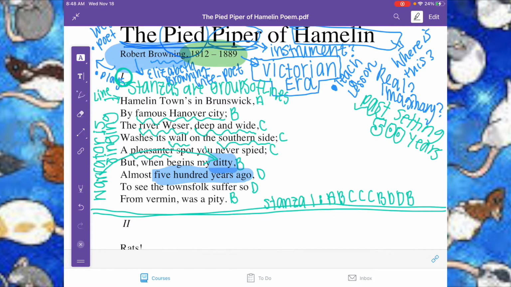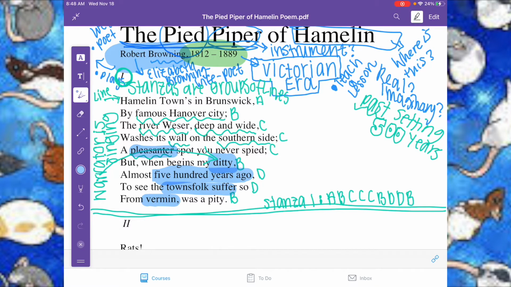Okay, and we've got a huge problem here. It's a beautiful place, it's a pleasant spot, you've never seen a better spot, but the problem is the townsfolk are suffering from vermin. What are vermin? Vermin are rats.